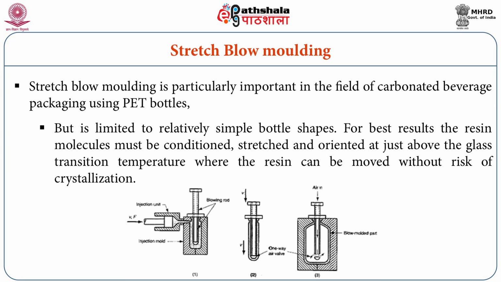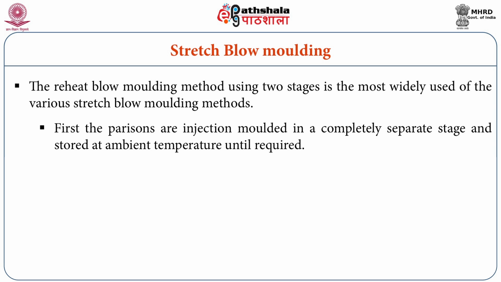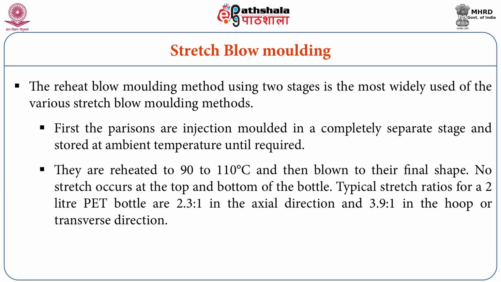For best results, the resin molecules must be conditioned, stretched and oriented at just above the glass transition temperature, where the resin can be moved without risk of crystallization. The reheat blow molding method using two stages is the most widely used of the various stretch blow molding methods. First, the parisons are injection molded in a completely separate stage and stored at ambient temperature until required. They are reheated to 90 to 110 degrees centigrade and then blown to their final shape. No stretch occurs at the top and bottom of the bottle.